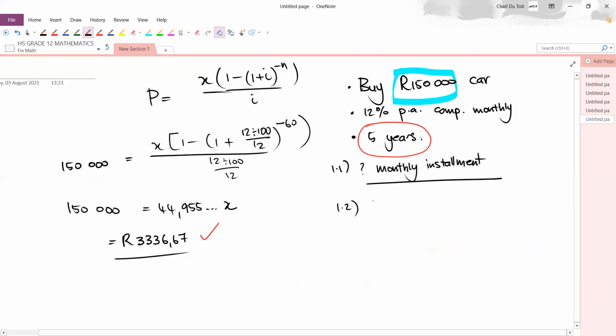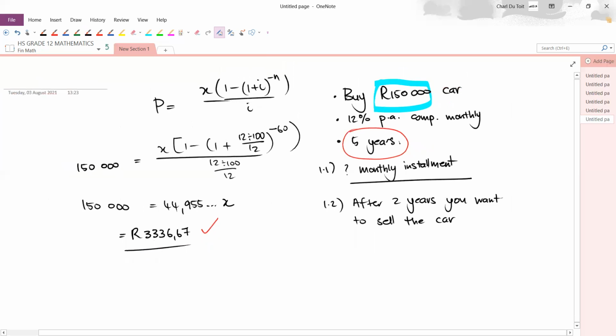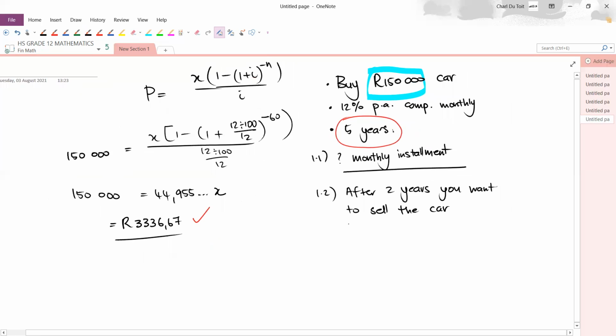Okay, let's assume that after 2 years, you want to sell the car. You're tired of the car, and you want to sell it. Obviously, the first thing you want to know is, how much do I owe?